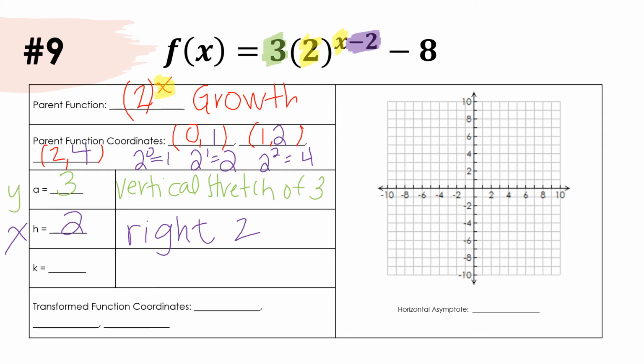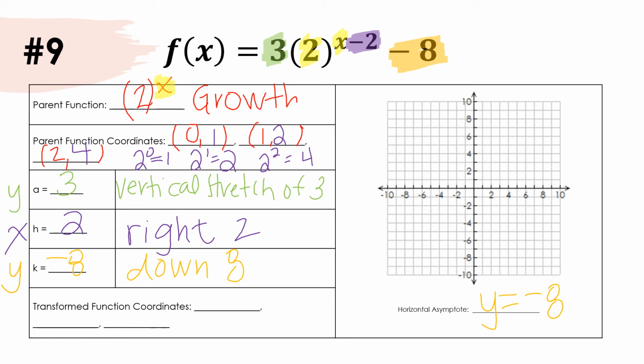K is what's at the very end, which is -8. So our K value is -8. That is going to shift your function down 8. That will also manipulate the horizontal asymptote. So the horizontal asymptote is going to be y equals -8. Make sure you put the y equals there. And because that's going down, that's going to impact the y coordinates.